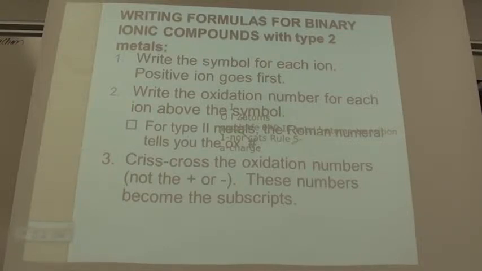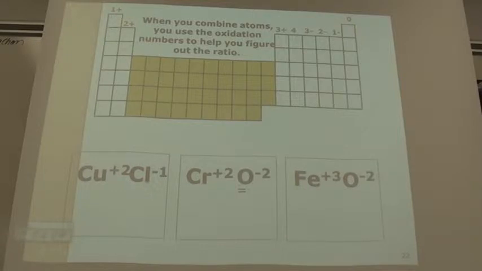For a type 2 metal, the Roman numeral tells you the oxidation number. You crisscross the oxidation numbers just like you did before. So, copper and chlorine. Somebody's already written the oxidation numbers for us. So you would rewrite it like that. The 2 then goes to the chlorine. The 1, which we do not write, goes here.